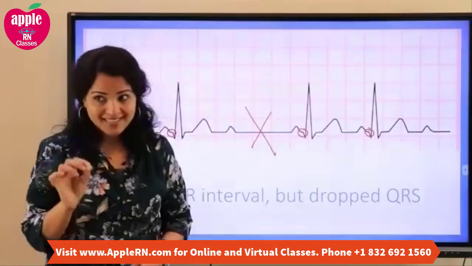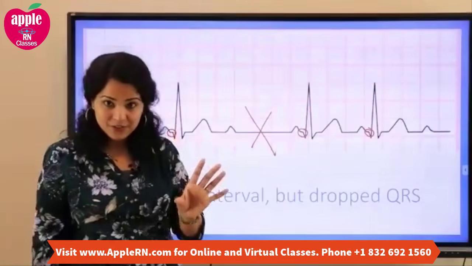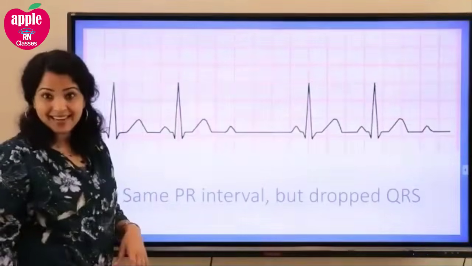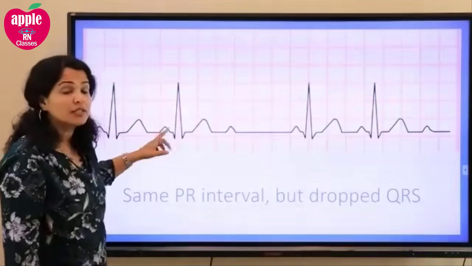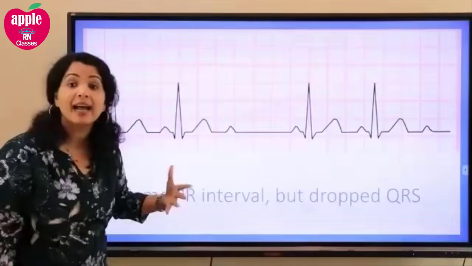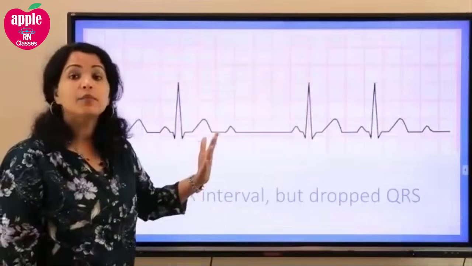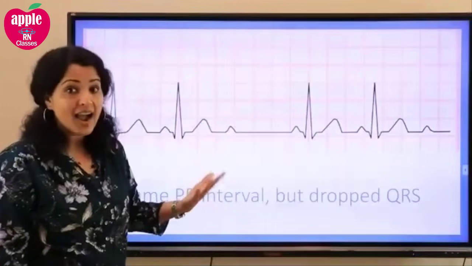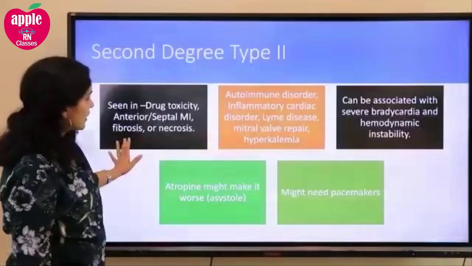So I hope that is clear to everybody how you do that. We will do more exercises, which will help you to understand that. But let's go back to the theory of it. What can cause the type 2, or what can cause the second degree heart block? Okay, so we are going to look at that first.